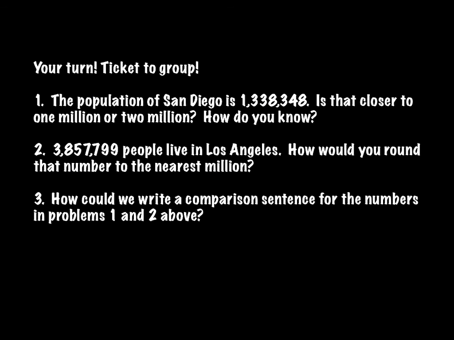Okay, so now it's going to be your turn, your ticket to group. Your first problem, the population of San Diego is 1,338,348. Is that closer to 1 million or 2 million? How do you know? So you've actually got 2 questions you have to answer for that particular number: what it's closer to and how you know.